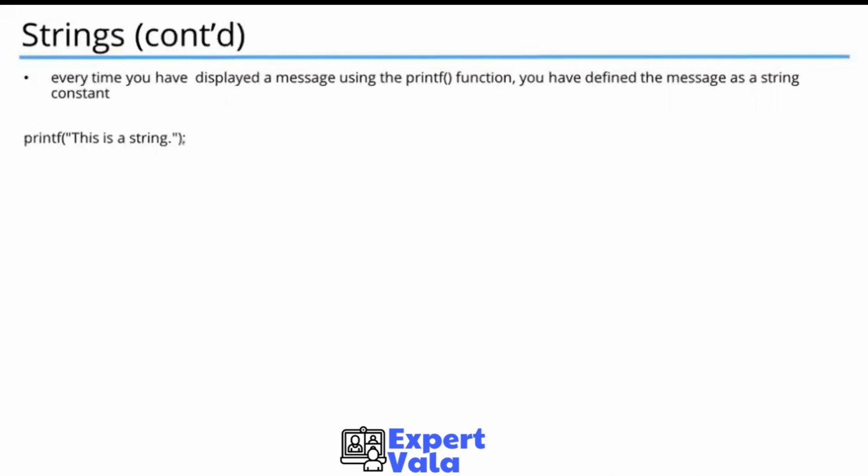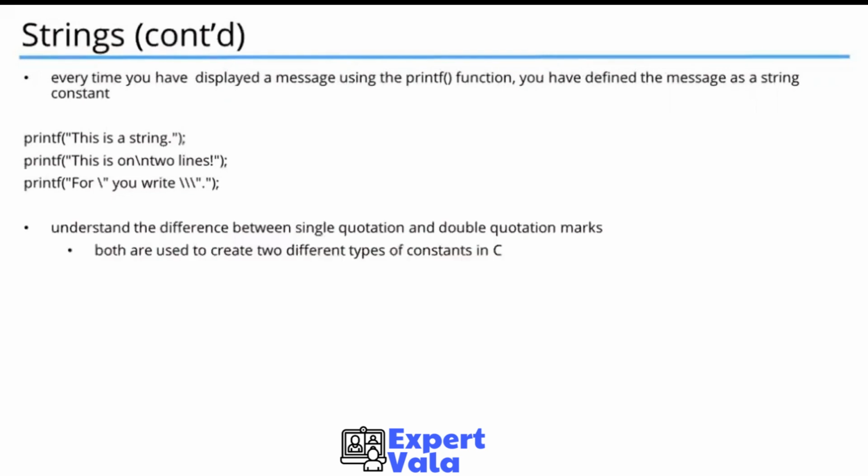You also hear the term string literal. It's the same thing. So we say printf, this is a string. Everything in between those double quotes is a string constant, and we can put it on one or two lines. You also notice that you can have print statements that have escape sequences, backslash n. Now this third one's pretty cool, which I will explain in a second. But the main point is you have to understand the difference between single quotes and double quotes and what's inside there.